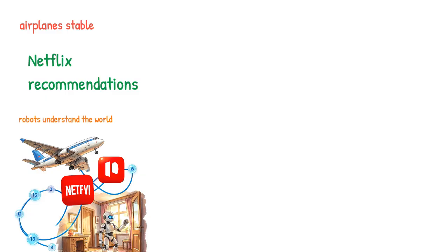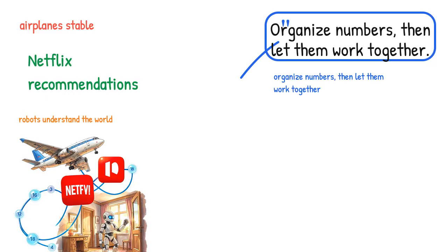What if I told you that some of the most important things in engineering, from keeping airplanes stable to making Netflix recommendations to helping robots understand the world, all depend on one surprisingly simple idea: organize numbers, then let them work together. That idea is linear algebra.